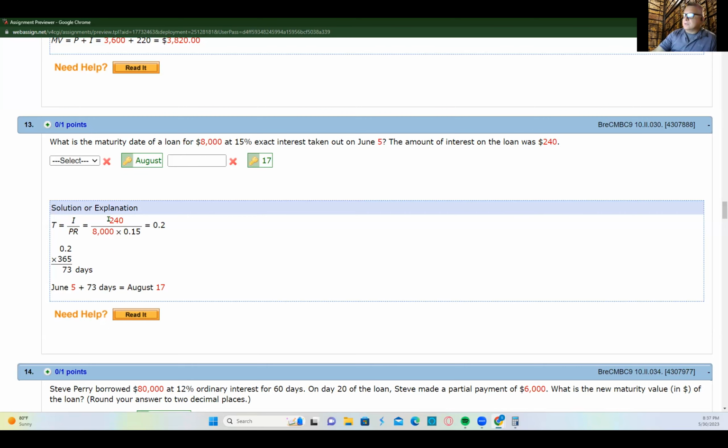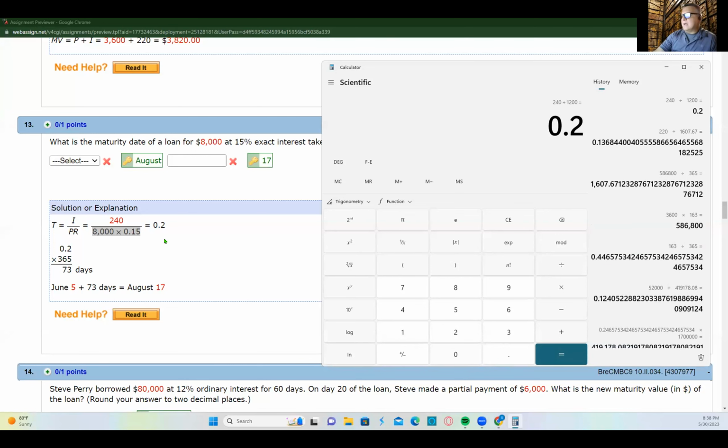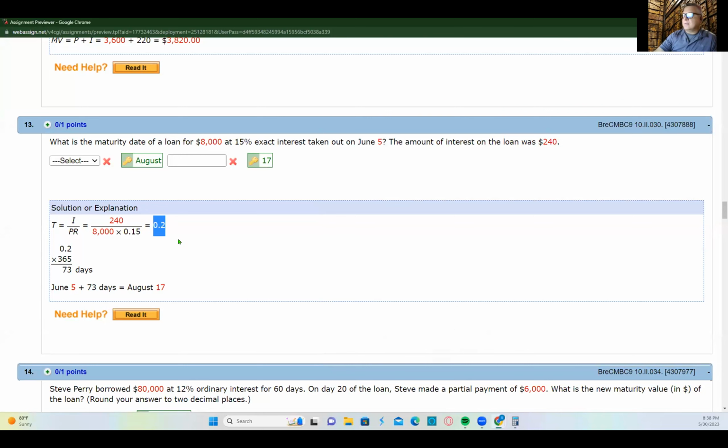So they give you all this. Your interest, $240. Principal, $8,000. Your rate is 15%. So I'm going to take 8,000 times 15%, which is 1,200. And I'm going to take 240 divided by 1,200. Now that is 0.2. Well, that's going to be 0.2 of a year. It's going to be 20% of 365 days.